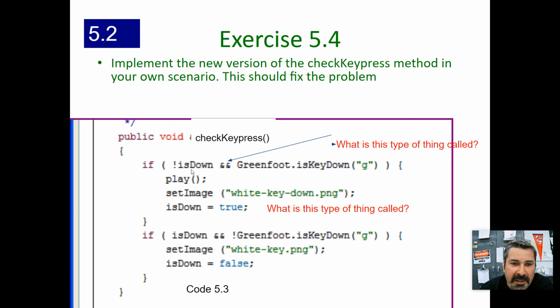Okay, so if is down is not true and somebody's pressing the G key, play the sound, set the image to the down image. Is down is now equal to true, and over here if, and then this if as well. Okay, what is this type of thing called? The and the not. What are these things called? If you don't know the answer, ask me. What is this type of thing called? Is down. Okay, what are those things called?